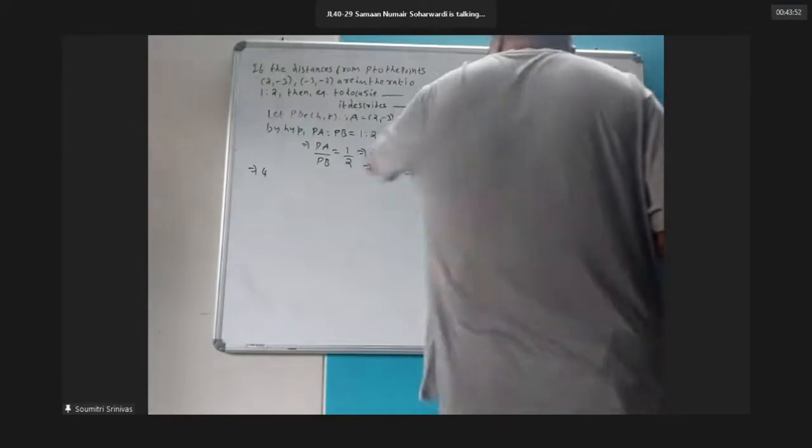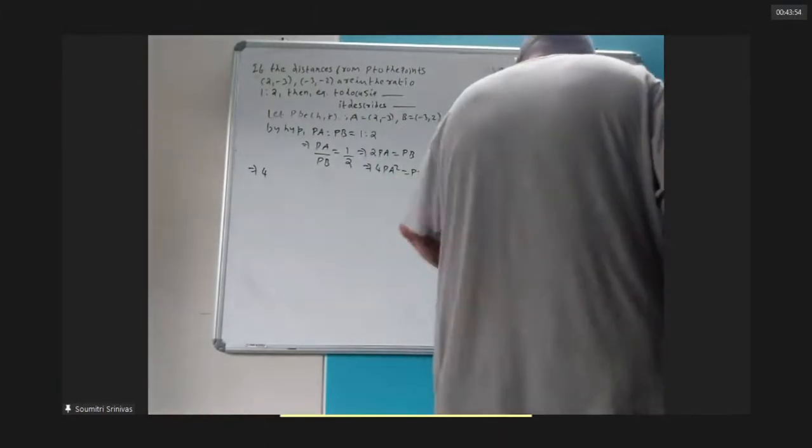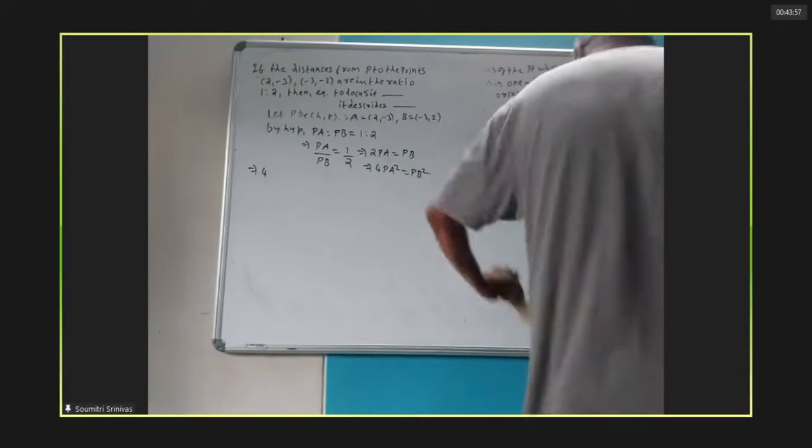Sir, it describes the circle. Correct. Who is this name? Saman Numir, sir. Shabash.